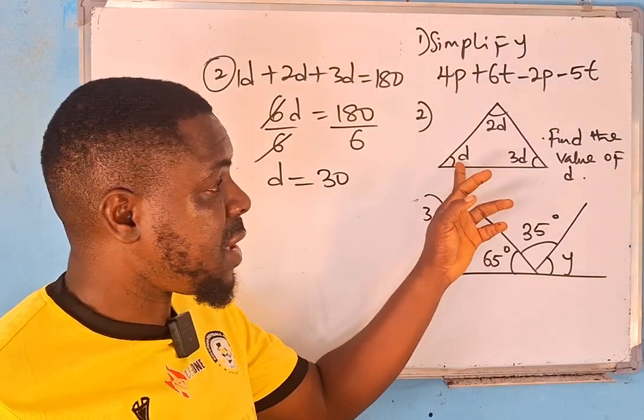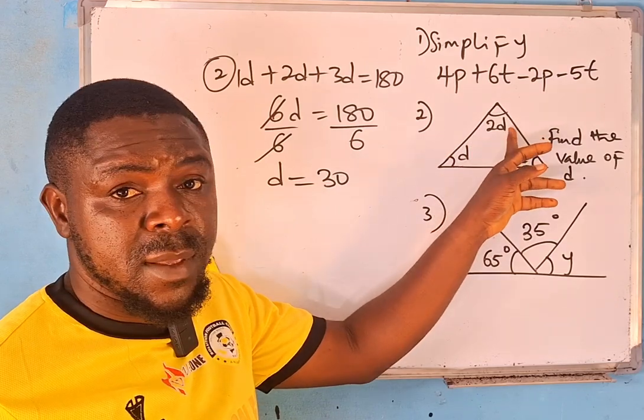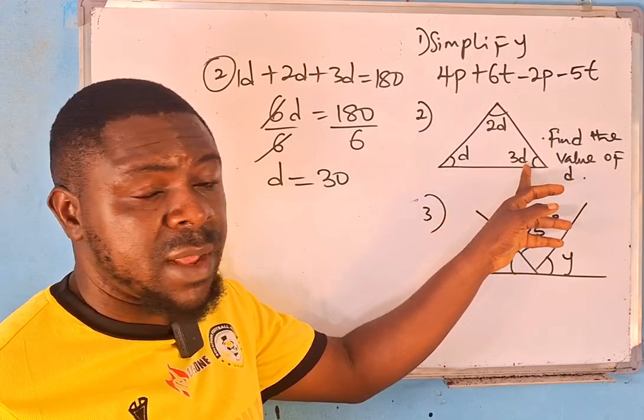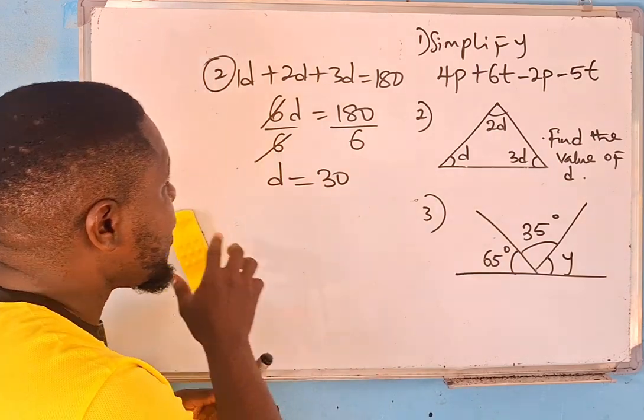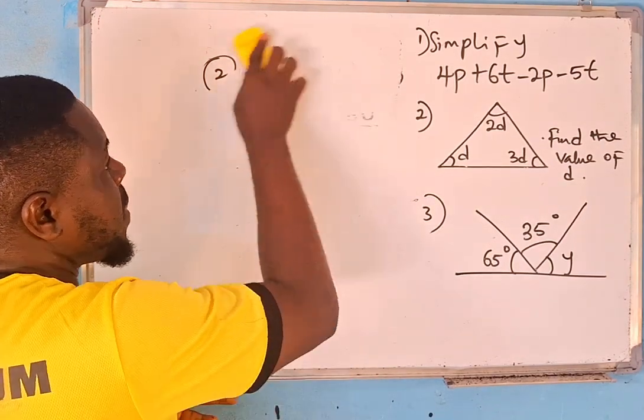That is why if you have 30 here, 2 times 30 is 60. 3 times 30 is what? 90. 90 plus 60 plus 30 will give us 180 degrees. So let's do question 3.